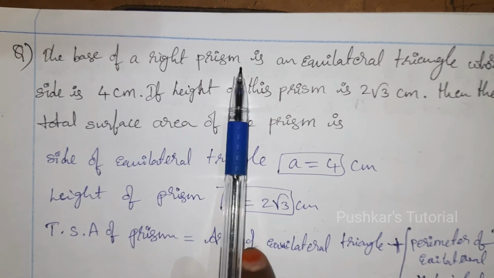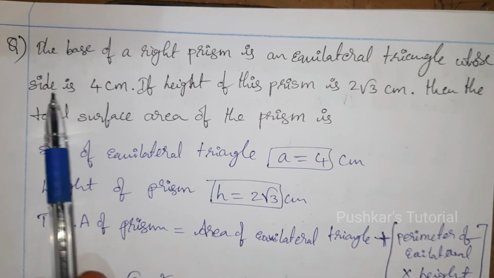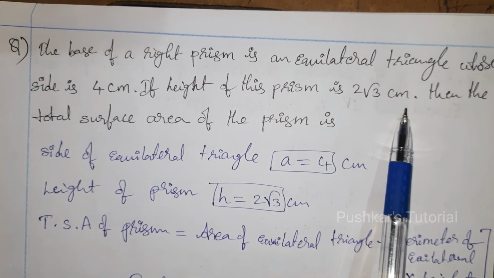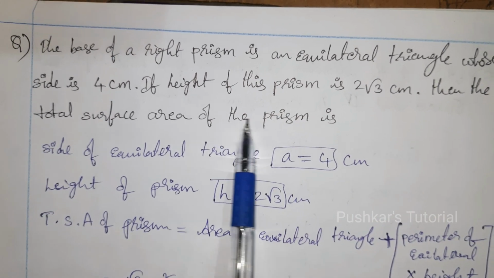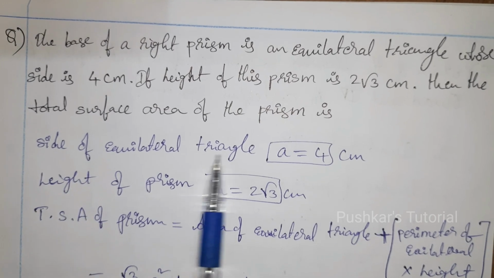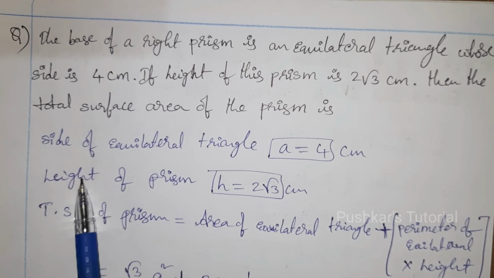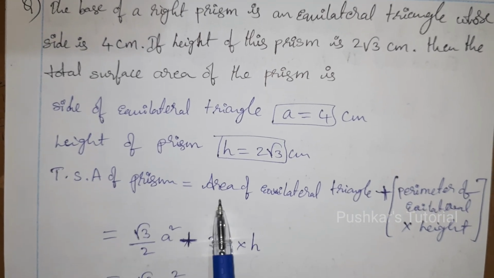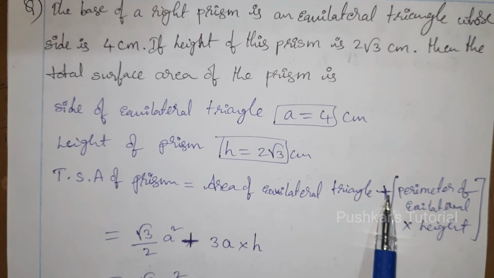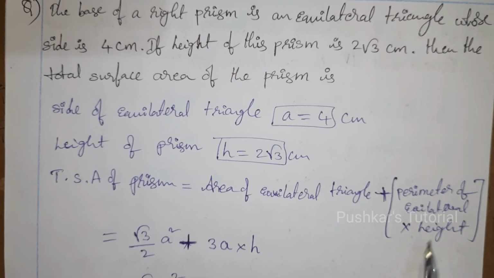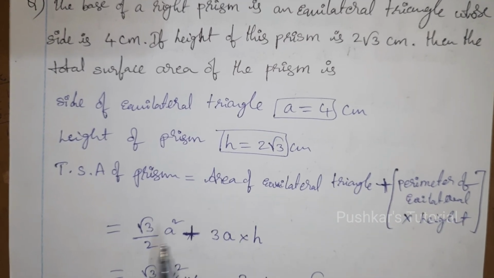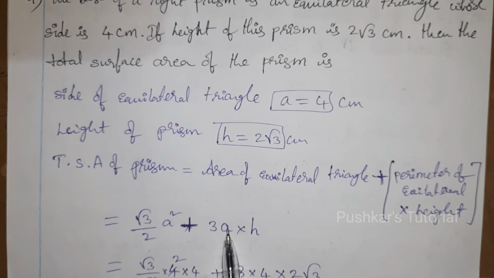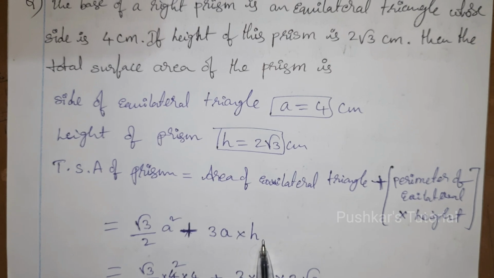The base of a right prism is an equilateral triangle whose side is 4 centimeters. If the height of this prism is 2 root 3 centimeters, find the total surface area of the prism. So the side of the equilateral triangle is a equals 4. Height of the prism is 2 root 3. Total surface area of the prism is equal to 2 times the area of the equilateral triangle plus perimeter of the equilateral triangle into height. Area of the equilateral triangle formula is root 3 by 4 a square, plus perimeter, which means 3 into side, so 3a into height h.